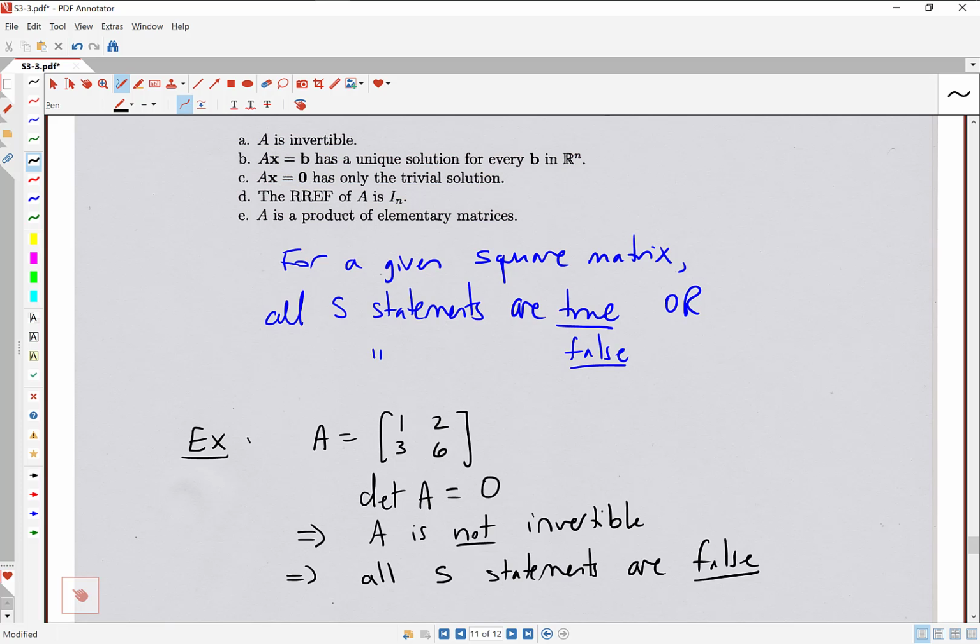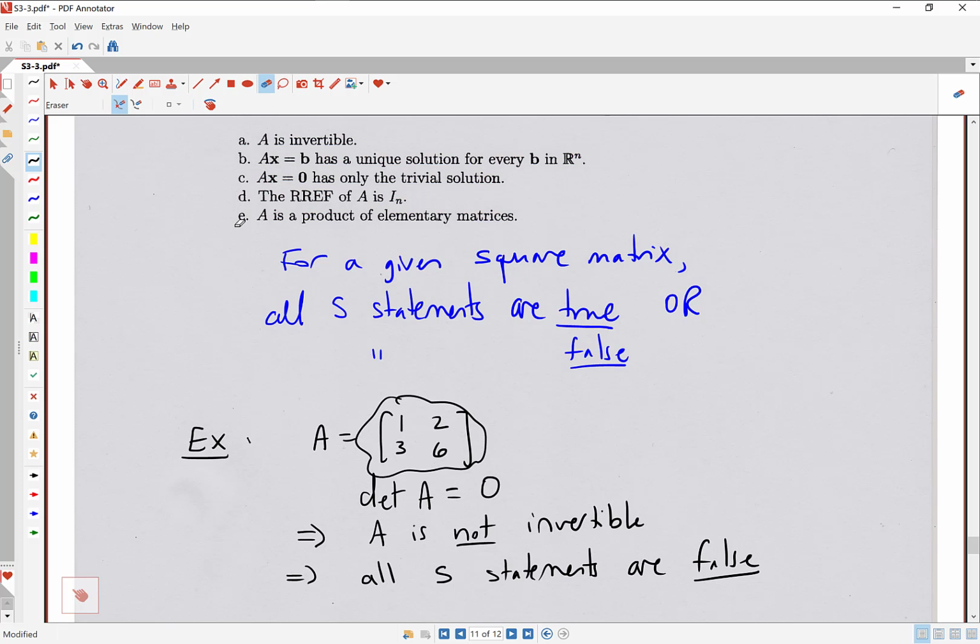Any system that has this matrix as its coefficient matrix does not have a unique solution. So it either has no solution or it has infinitely many solutions. We know that AX equals 0 does not have only the trivial solution. We know that the RREF of this matrix is not the identity matrix. And we know that we can't write A as a product of elementary matrices. So you get all 5 pieces of information just from figuring out any one of the pieces of information.